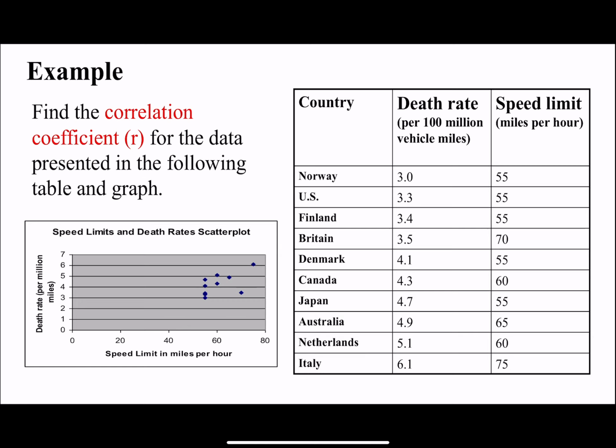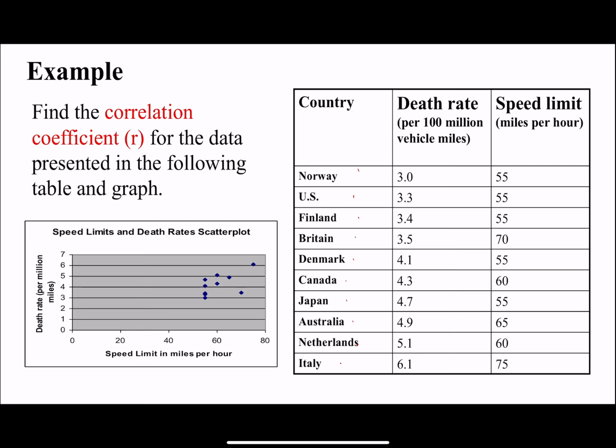Find the correlation coefficient for the data presented in the following table. They have selected some countries: 1, 2, 3, 4, 5, 6, 7, 8, 9, 10. They have selected 10 countries, and they wanted to see whether or not there is a correlation between the death rate due to accidents and the speed limit, miles per hour. And here are the results.